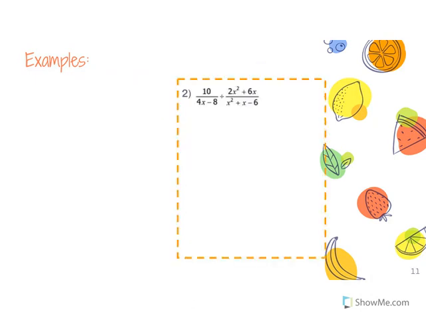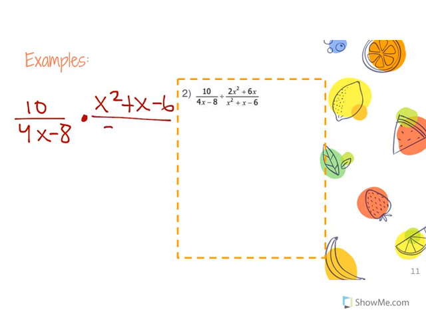Now we have a binomial and a trinomial, so now we actually have to factor everything before we can multiply it. So I'm going to write it over here just so I have some more room. That first fraction stays the same, the division sign turns into a multiplication sign, and now we flip these guys. So this x squared plus x minus 6 is on the top, 2x squared plus 6x is on the bottom. Okay, now I get to go through and factor.